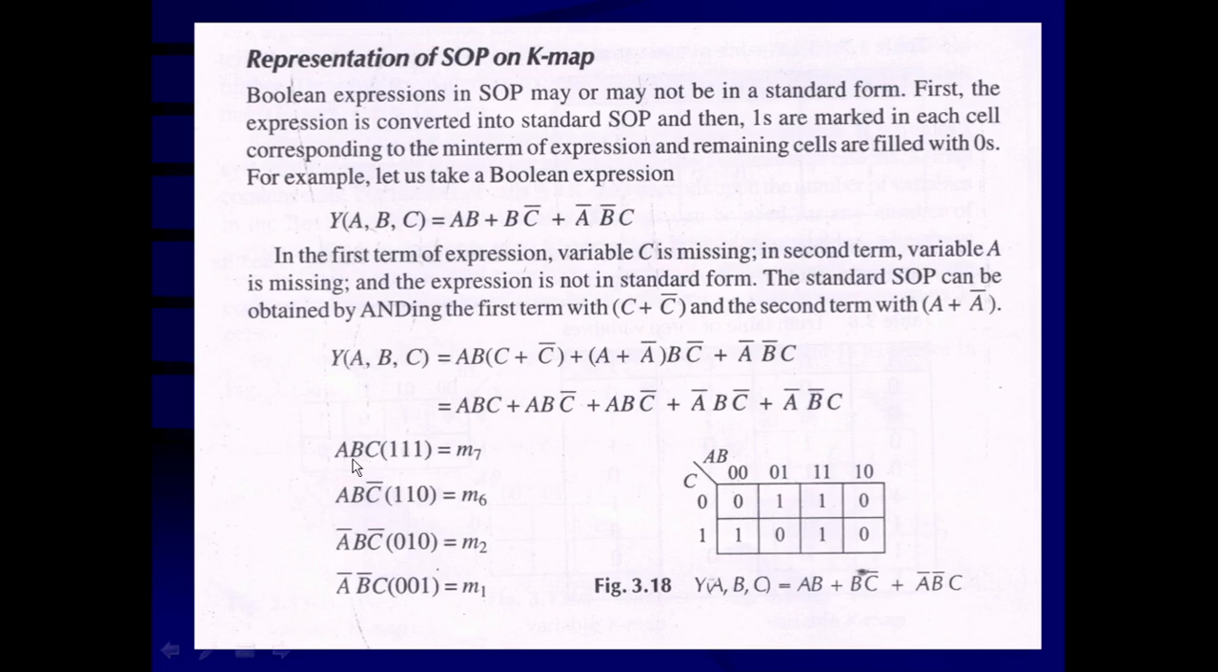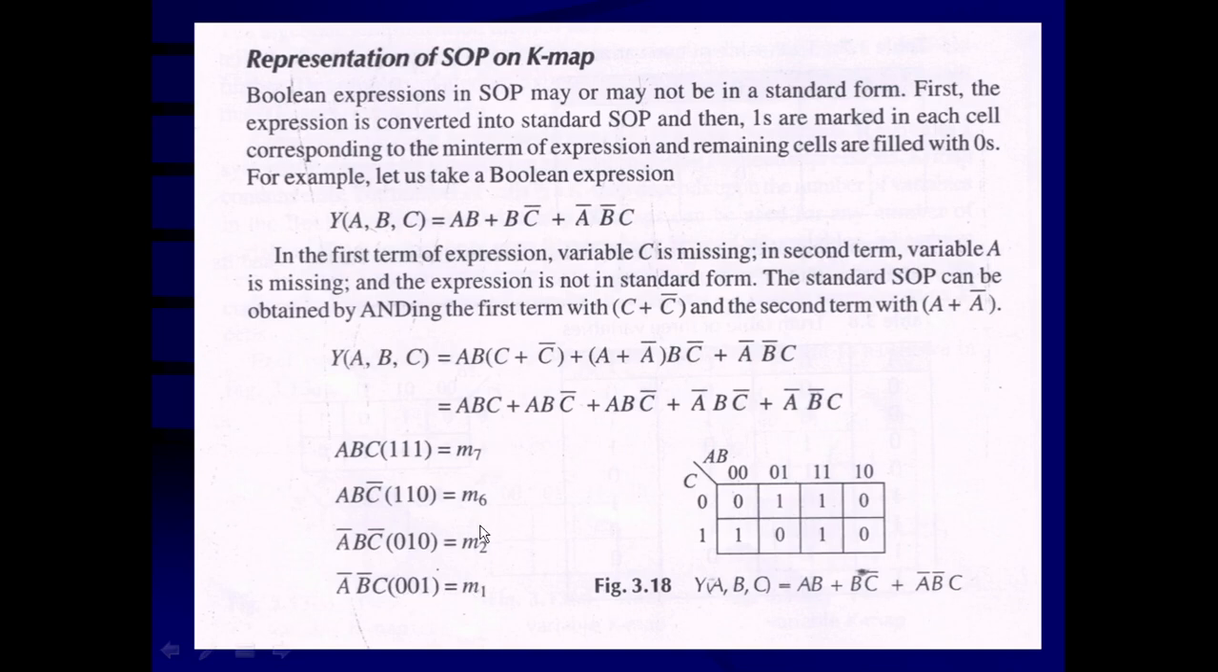For any variables in a sum of product equation, for uncomplemented variables we write 1, and for complemented variables we write 0. So for ABC, it is nothing but 1, 1, 1, and that is min term 7, M7. For ABC bar, for A it is 1, for B it is 1, and for C bar, complemented, it is 0. So 1, 1, 0, the decimal equivalent is 6. So this is min term M6. Similarly, 0, 1, 0 is the min term M2, and A bar B bar C is 0, 0, 1, that is min term M1.